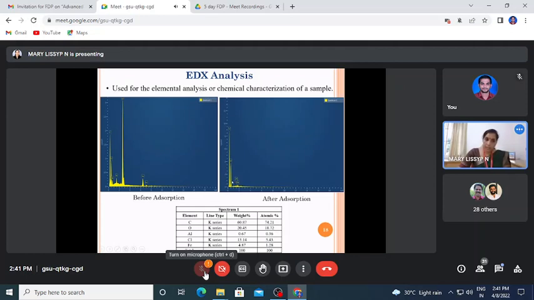Before, the copper presence was not there, but after the adsorption process, after the experimental studies, we found that the copper element is there in the nanoparticle now. So it is an indication of the adsorption. The heavy metal is adsorbed onto the surface of the nanoparticle. For that purpose only we do this EDX analysis.